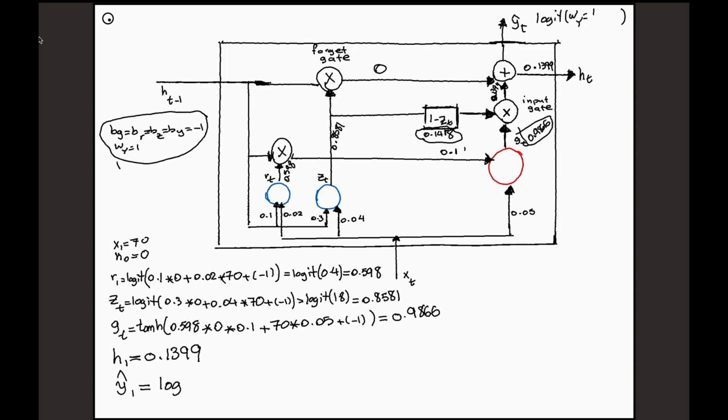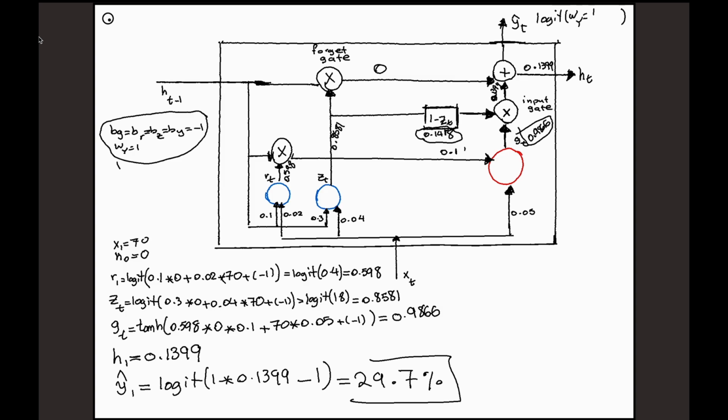That would be logit of 1 times 0.1399. And we said the bias is -1, so we get 29.7%. Very good. So we go to the next stage. Now, we had a lot of zeros that propagated, so now we have more input. Let's do it again.